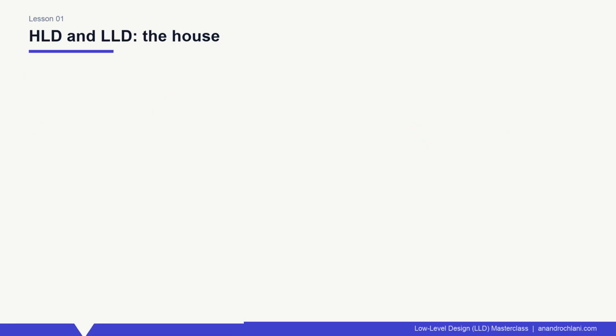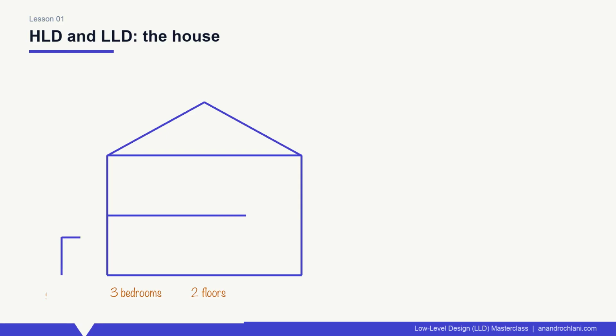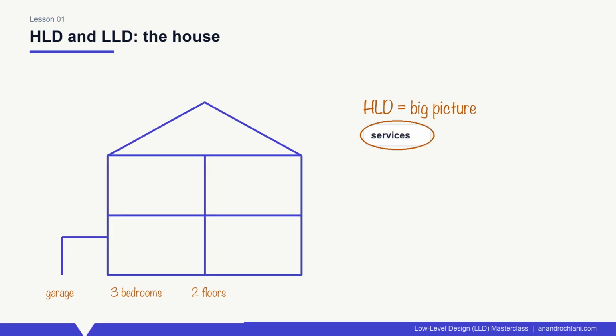Imagine building a house. Before anyone starts work, an architect creates the big picture plan: 3 bedrooms, 2 floors, and a garage. That plan tells us what major parts exist and how they are arranged. In software, that is high level design, or HLD. HLD answers questions such as: which services do we need? Which database do we use? How does a client reach our system?